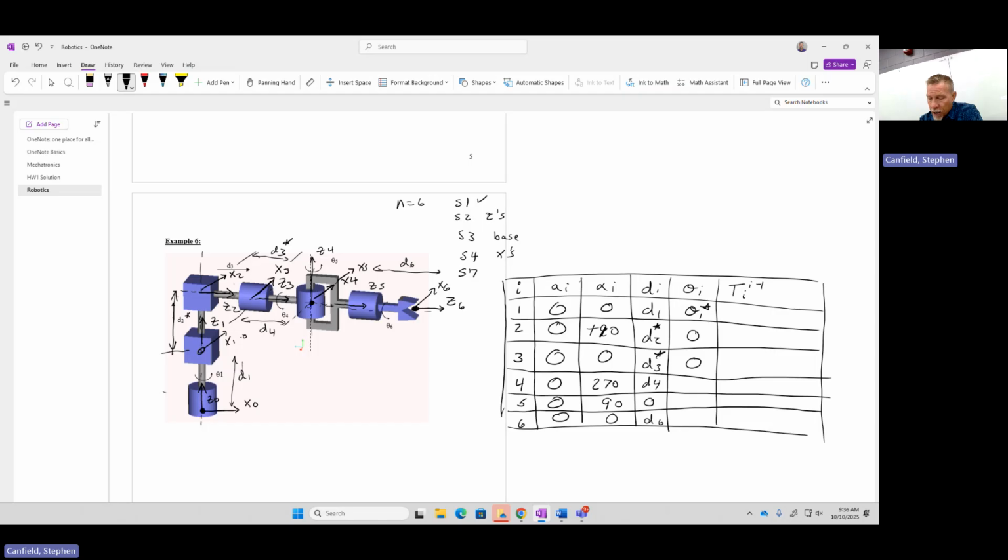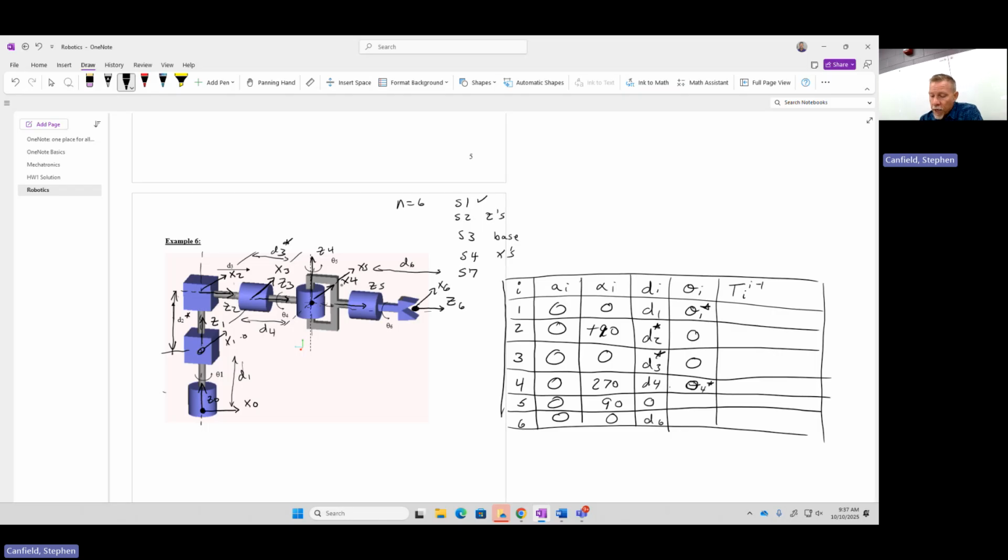Okay, now the angle between x3 and x4 measured around z3. Well, it looks like they're lined up. It looks like I'd put in a 0, but I got to check. What's joint 4? Well, it's a rotation, so I got to put in a theta. Even though they're lined up, the minute I start moving, that thing's going to change. So joint 4 is a revolute joint, and we're going to put in theta 4. I'll put the star indicating it changes.